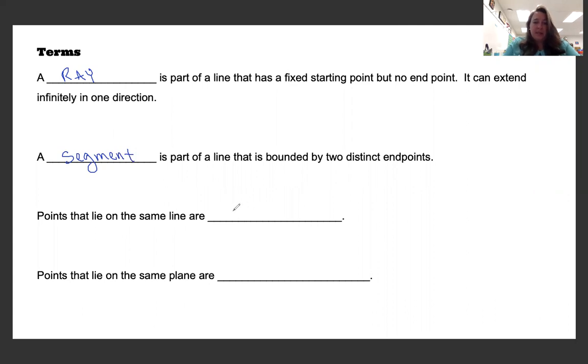Points that lie on the same line are called collinear, and points that lie on the same plane are called coplanar.